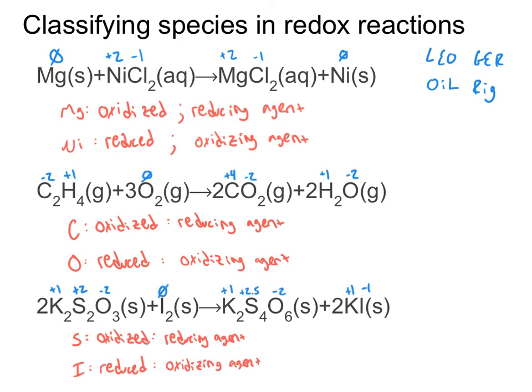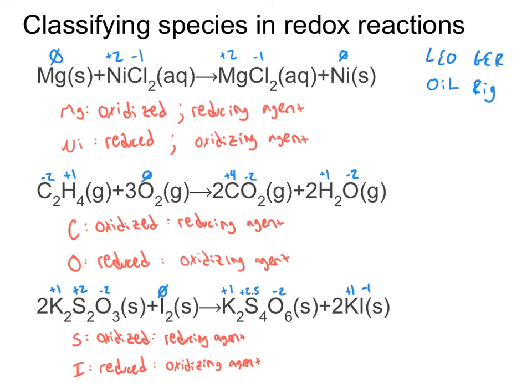Don't worry if this one gave you a little bit of trouble. As you can see, it has to mathematically work out that the oxidation number on sulfur is 2.5 in the products. As sulfur goes from a +2 to a +2.5, we can see that it lost some electrons somewhere. Therefore, sulfur was oxidized and acted as the reducing agent. Iodine goes from a 0 to a -1 oxidation number. Therefore, iodine was reduced and acted as the oxidizing agent.